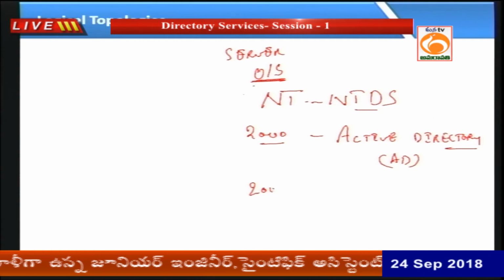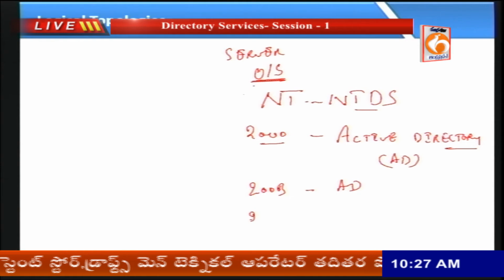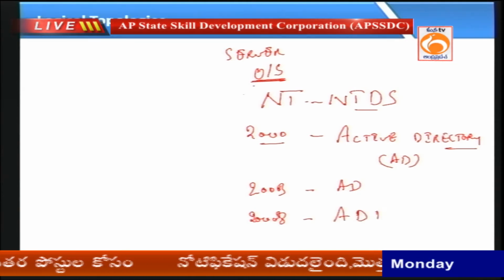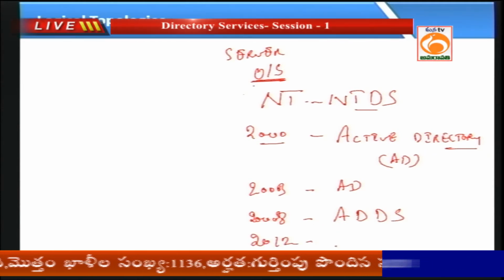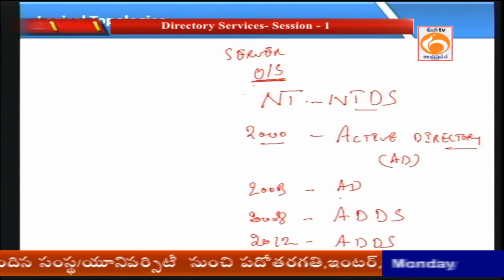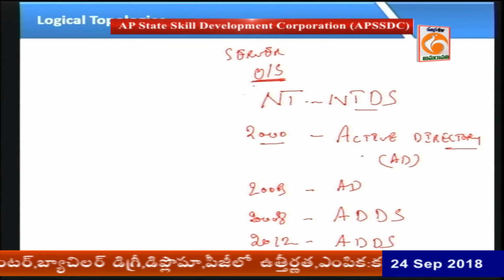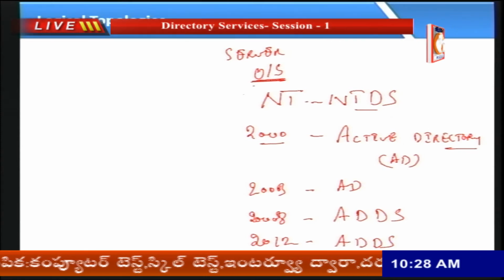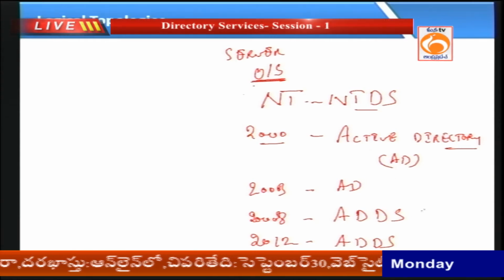In 2003 also, we have Active Directory. In the next server operating system, 2008, the name has been changed to Active Directory Domain Services. Right now, in 2012, ADDS, Active Directory Domain Services. This is the history of directory services in Windows. So, first in NT, New Technology Directory Services, NTDS. Now, the name is saying new technology; right now, new technology is Active Directory Domain Services.